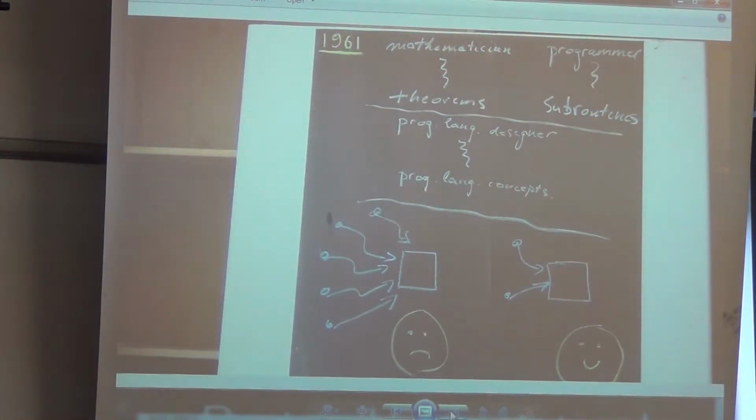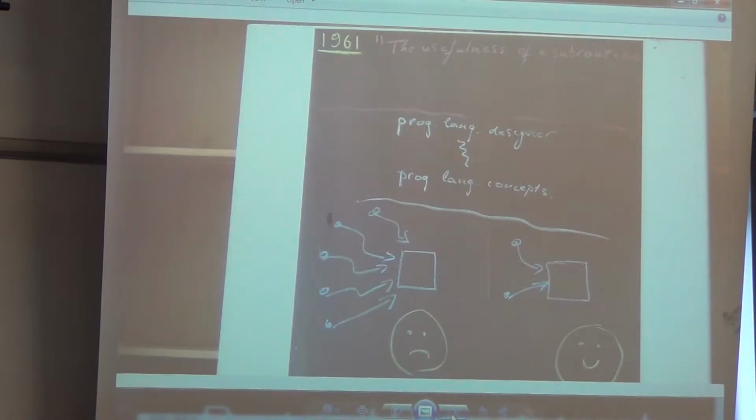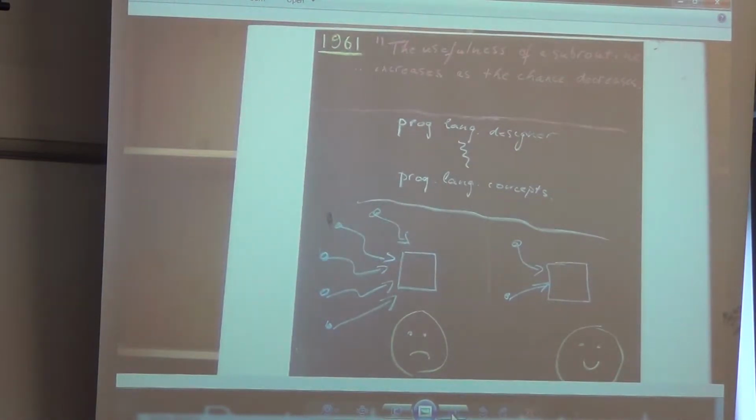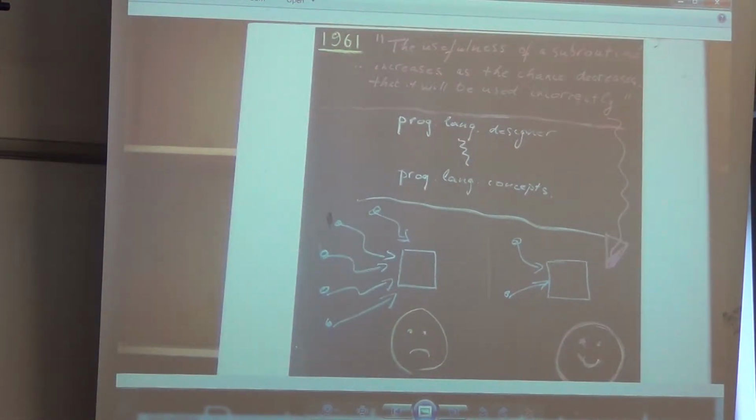And so my drawing, I emphasize this is my drawing, just to convey it graphically. He says the usefulness of a subroutine increases as the chance decreases that it will be used incorrectly. So preferably in a program, you have a subroutine, the rectangle, that is only called from, say, 2 different contexts, as opposed to 7 or 10 different contexts. So that's the analogy he's making, and I'm not going to go further on this because this is 1961. I just want to show how he was reasoning from mathematics to programming. I'm going to talk in a moment about 1981, where he's reasoning from programming to mathematics.